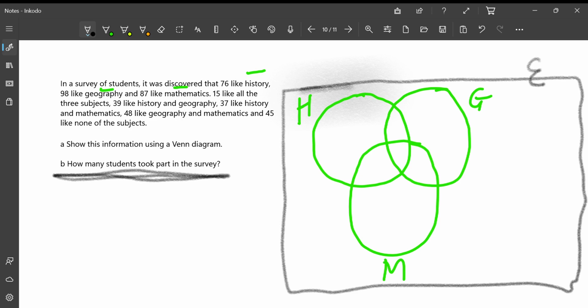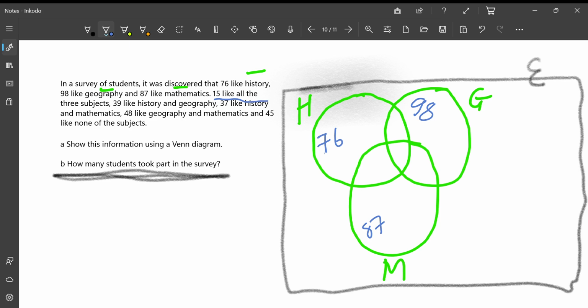Now, we are told that 76 people like history. So it means in the category for history, I'm going to put 76. Alright? So there are 76 persons here that like history. Okay? So let me reduce the size of my pen so that it won't be so difficult for us to write all we need to write. So 76 persons under history. Alright, that's good. And then 98 persons like geography. I'll put it here. And 87 like mathematics. So I'll put it there as well.